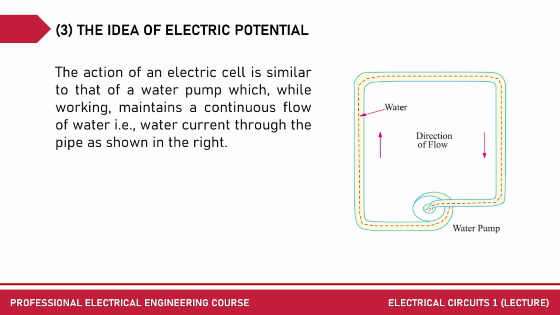Now, think of it this way. The action of an electric cell is similar to that of a water pump, which while working maintains a continuous flow of water, that is, a water current through the pipe as shown on the right. There is a pushing force from the water pump itself. From the water pump, there's a pushing force going here, and that's the reason why the water is flowing.